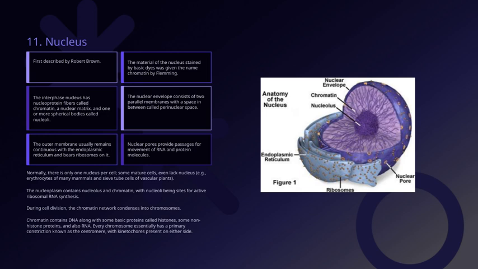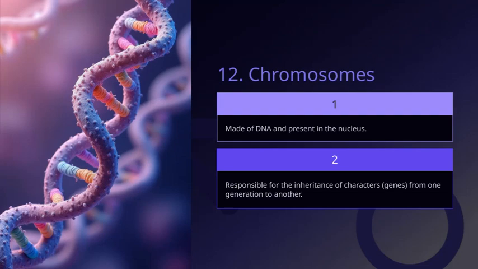Think of them as the cell's ribosome factories. This overall structure and organization of the nucleus was first described by Robert Brown, which really helped us understand how genetic information is stored and managed within the cell. So, in summary, the nucleus is a highly organized, dynamic organelle that plays a central role in genetic regulation and cell function.